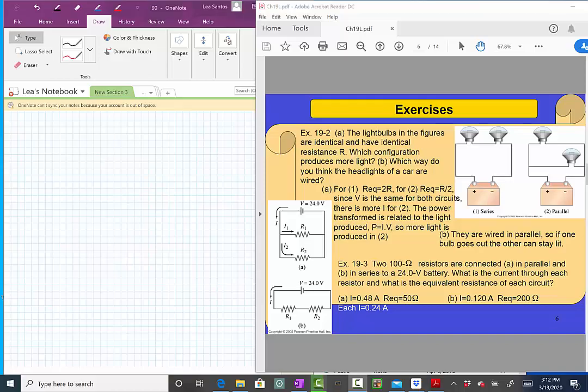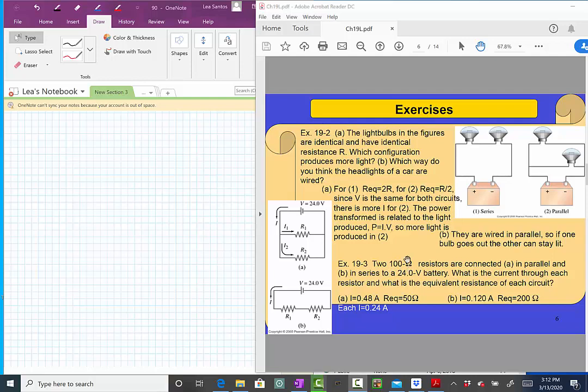Okay, we are now going to solve this second problem here, 19.3. The problem is in a way similar to 19.2, but now with numbers. Okay, and what we have, two resistors, they are identical. Each one has resistance 100 ohms.